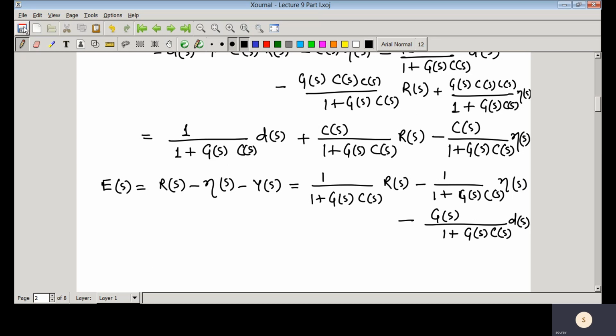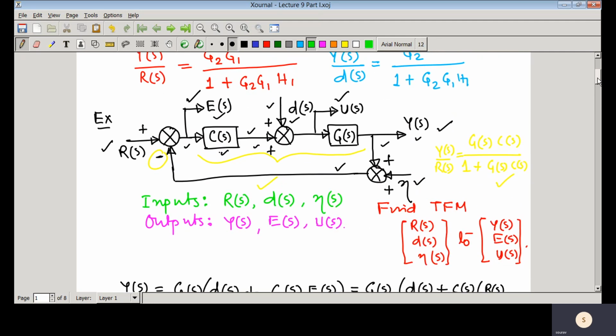One interesting thing we can notice here. Suppose Rs equals 0 and eta s equals 0, that means there is no reference command signal and noise. We are interested in finding Es by Ds, that means the transfer function from the disturbance signal to the error signal. So this is the disturbance signal and this is the error signal. Then we can see from this particular input to that output.